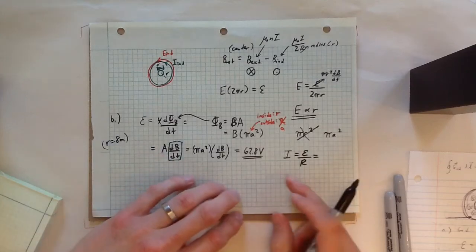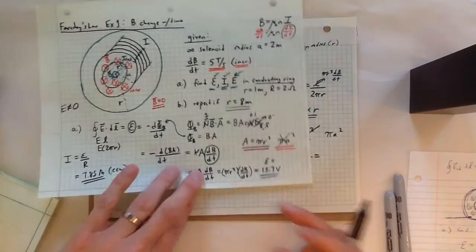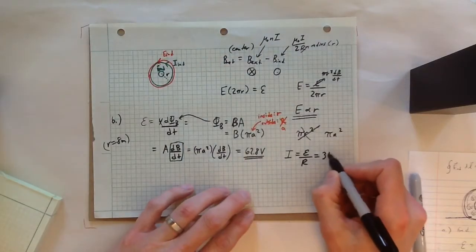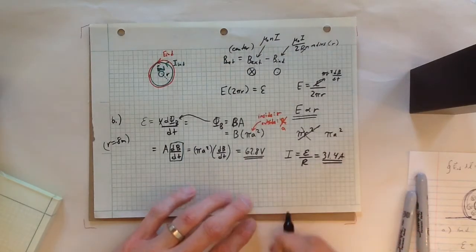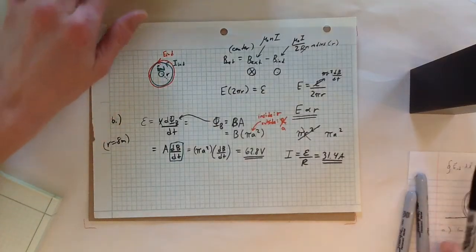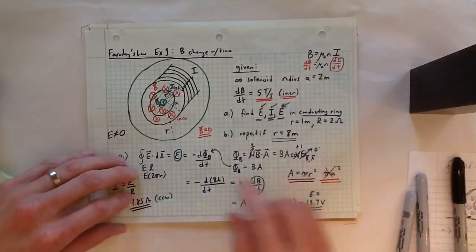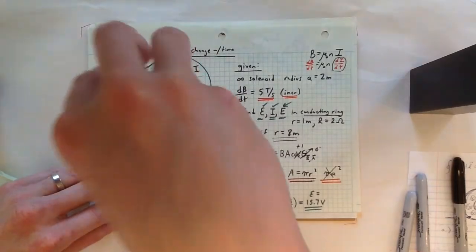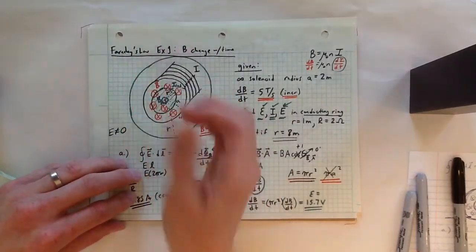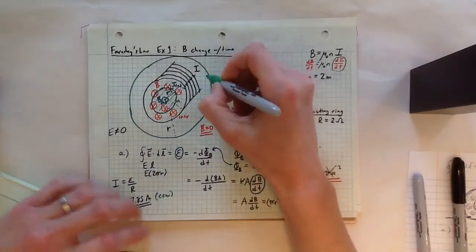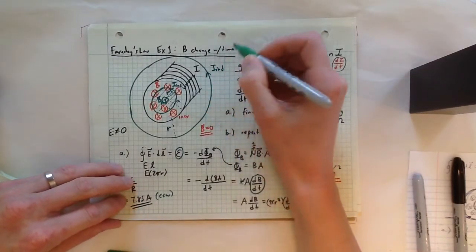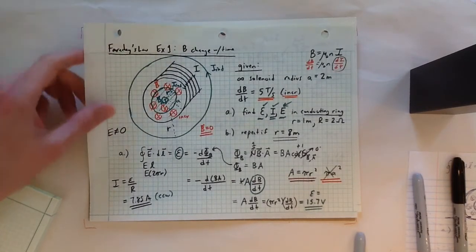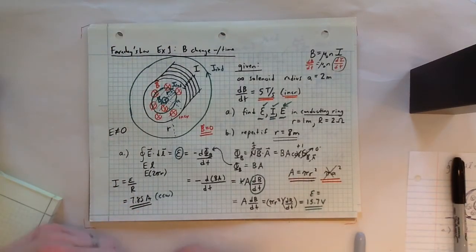We're going to assume that this ring changes radius, but it is still 2 ohms. So we'll divide by 2, and we'll get 31.4 amps. That's the induced current. And of course, which way is it? Well, the same logic still applies. The magnetic flux from the orange field here, the solenoid, is inward and increasing, so we want to fight that. So I induced is going to go like this and try to fight it.